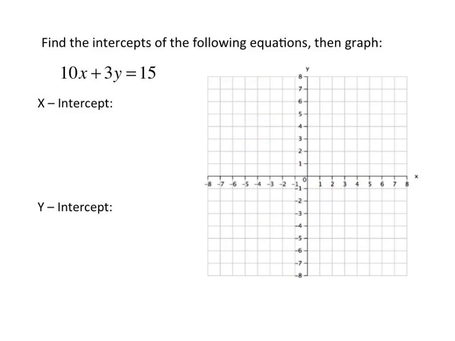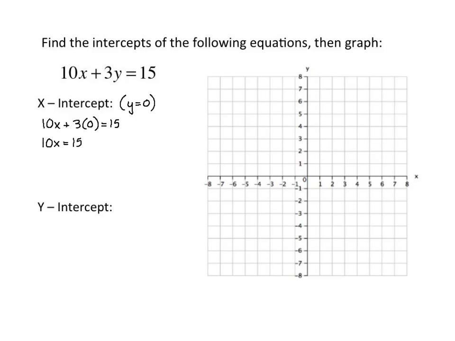So here's another example we can go through. I first want to find the x-intercept, and remember we find the x-intercept by setting y equal to 0 and then solving. Again, we're on top of the x-axis. I've not moved up or down anywhere on the x-axis, so my y value must be 0. So if you plug this in, I'm going to have 10x plus 3 times 0 equals 15. 3 times 0 is just 0. I don't need to write the add 0. So if I want, I can just go to 10x equals 15.